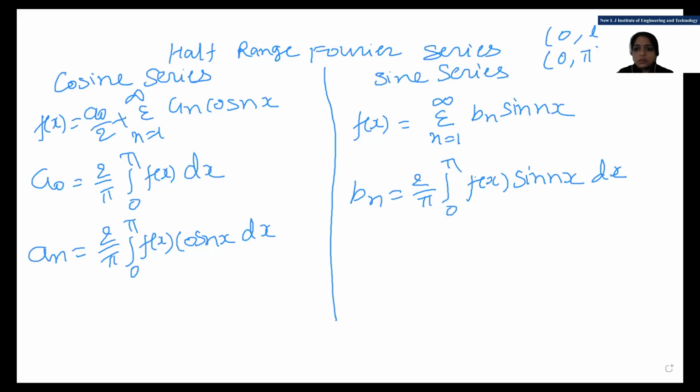Roll number 137? Please join division B. You are in division A now. Roll number 137.